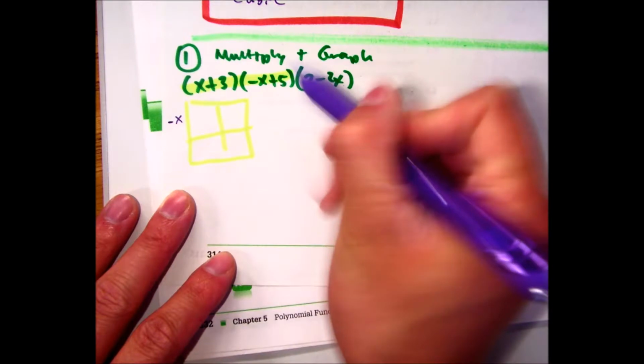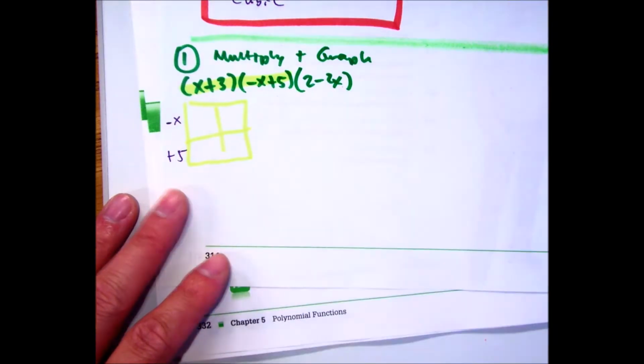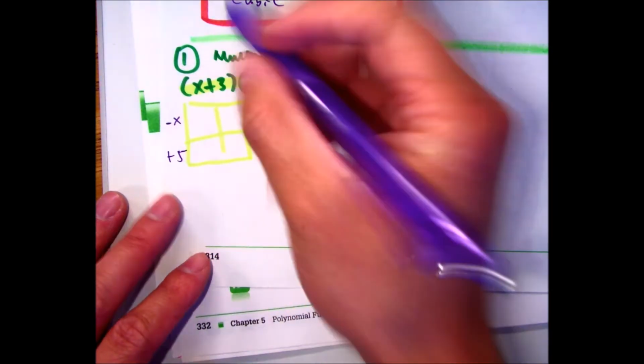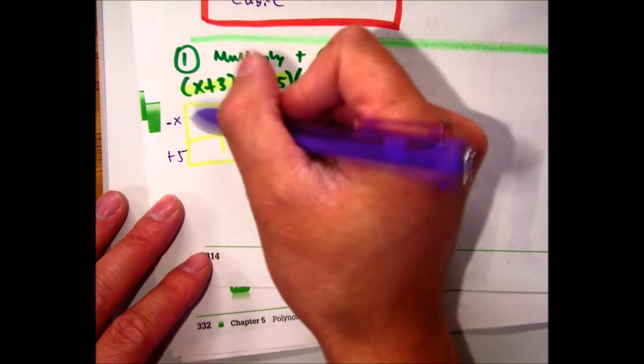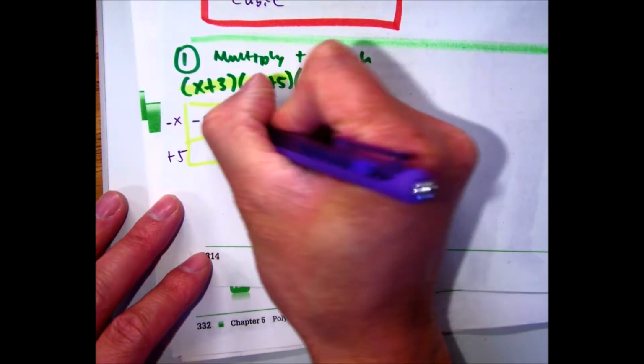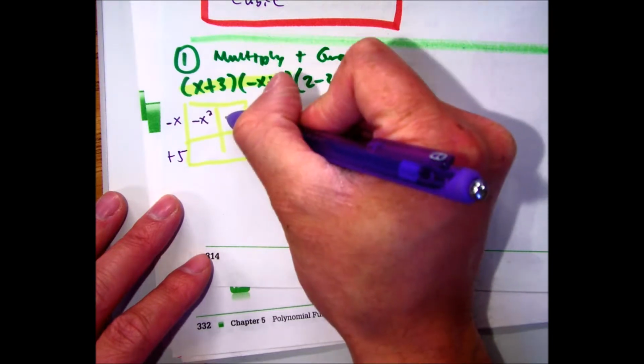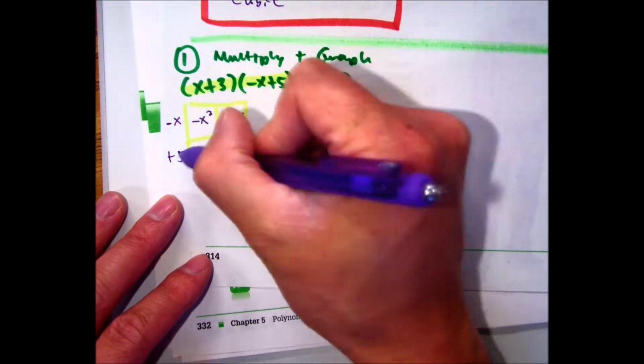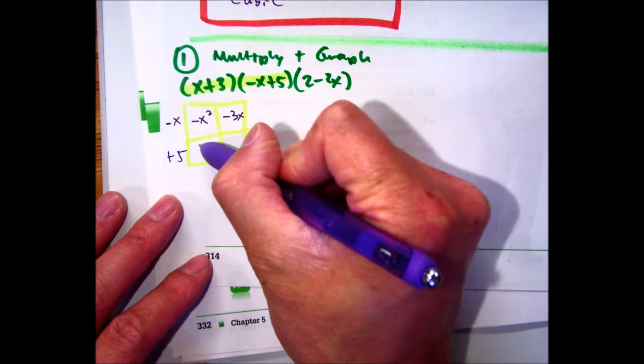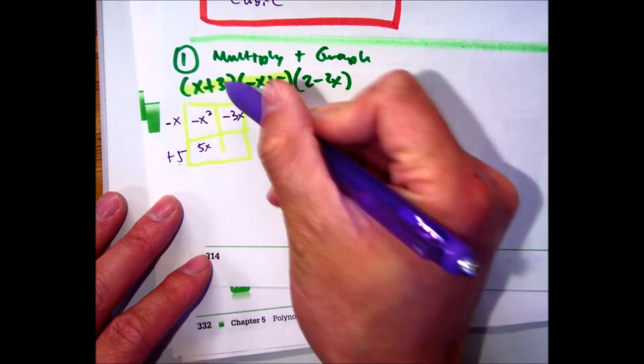And now I'm just going to write negative x and a positive 5. Negative x times x, plus negative x squared. Negative x times 3, negative 3x. x times 5, 5x. x times positive 3, 15.